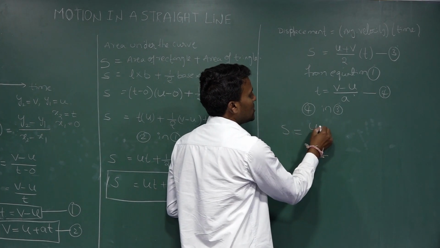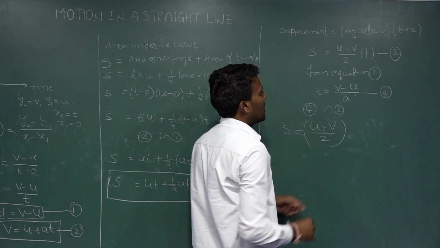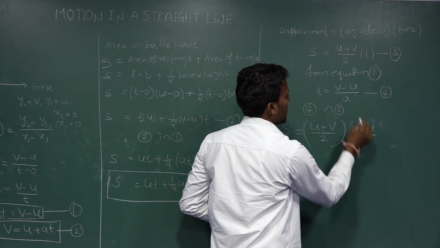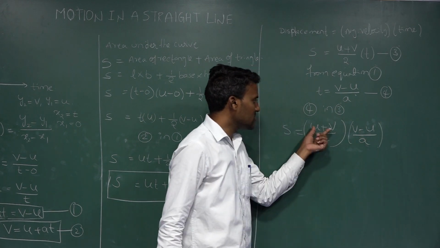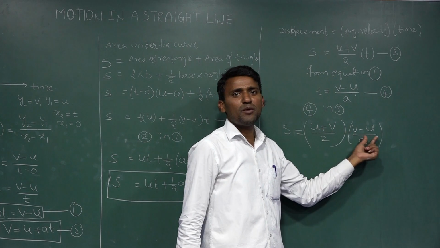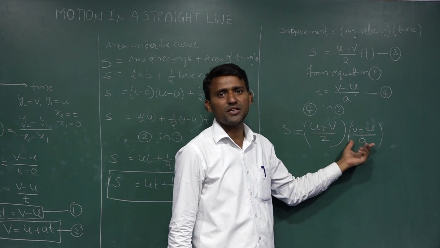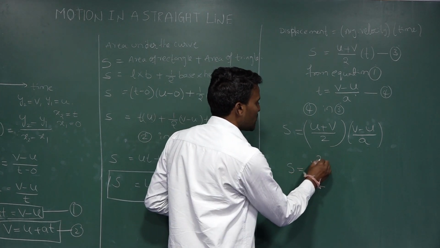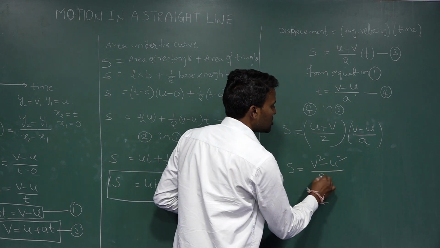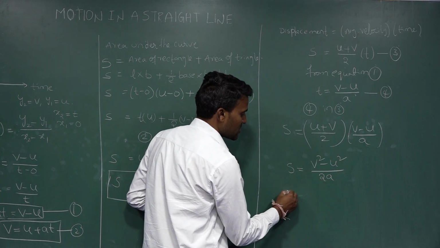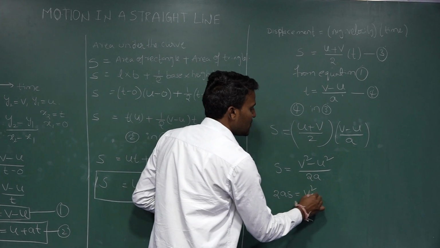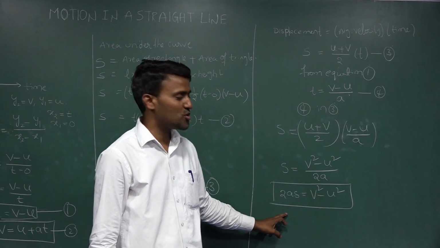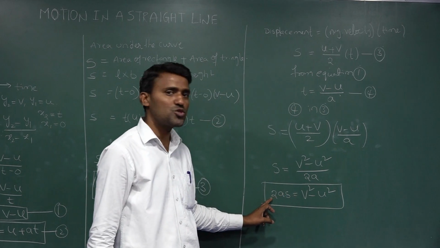S is equal to u plus v divided by 2, and time is v minus u divided by a. See here, a plus b into a minus b, what is the resultant? a square minus b square. So we can write v square minus u square divided by 2a. If you bring 2a to this side, 2as is equal to v square minus u square. This is the third equation of motion: v square minus u square equal to 2as.